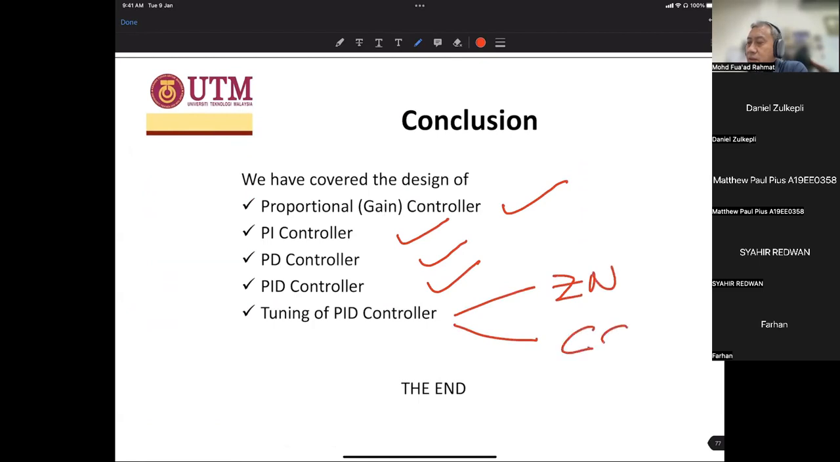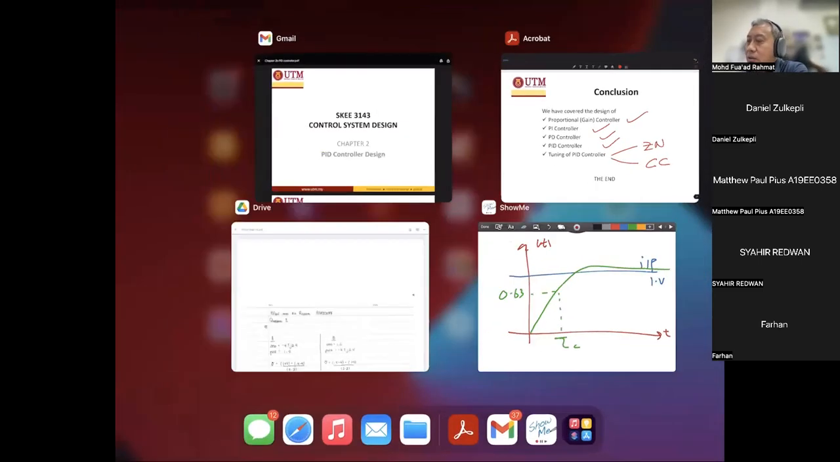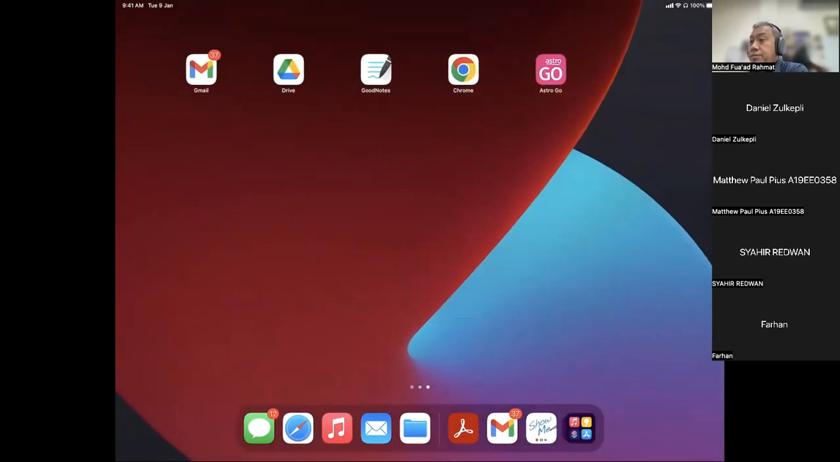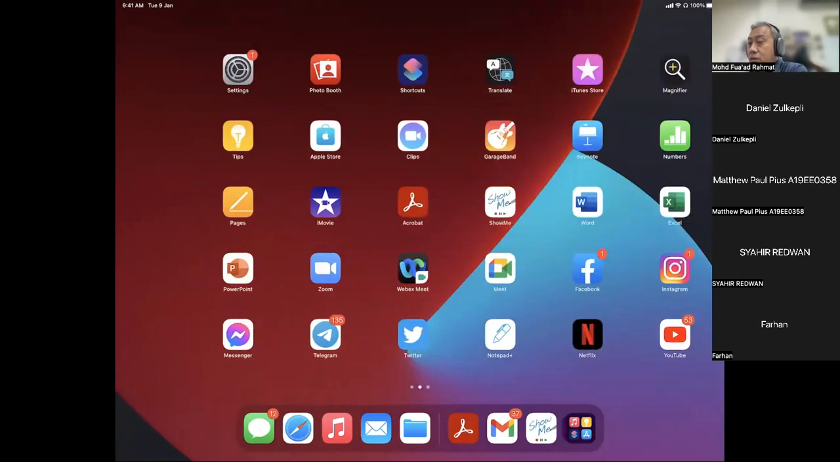Alhamdulillah, we finish proportional controller, PI controller, PD controller, PID controller, and tuning of PID, which is Ziegler-Nichols and Cohen-Coon method. There are so many methods of PID tuning. If you go to Google Chrome, there are a lot of methods. So we can Google if you want.